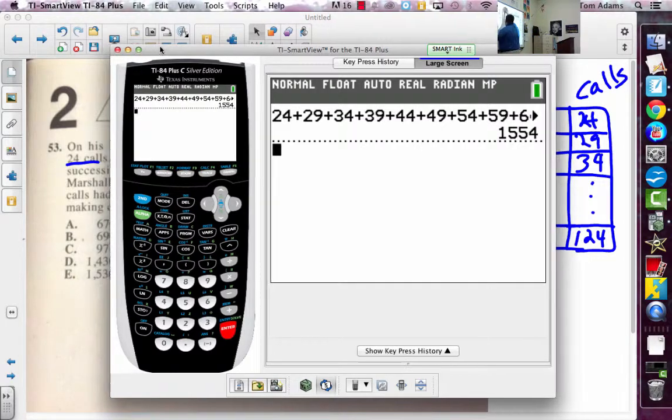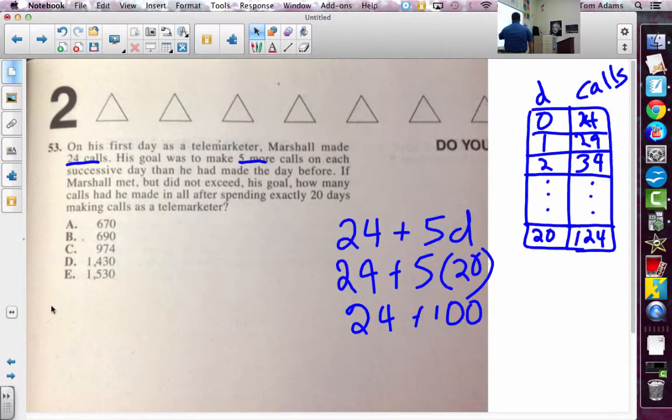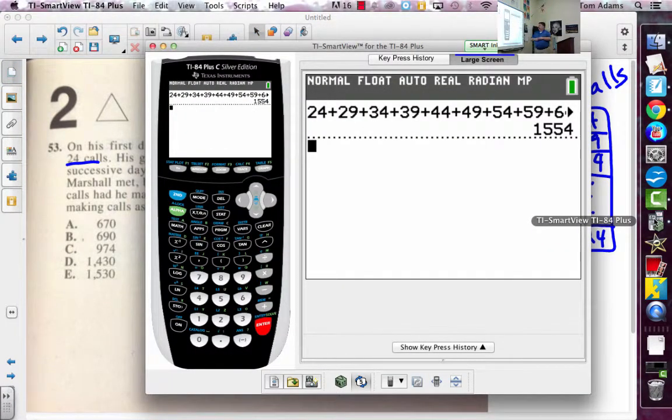Now wait, I don't see that as one of the options. So what happened? Let's read the question again. Make sure we're not. After spending exactly 20 days, if Marshall met but did not exceed his goal, how many calls had he made in all after spending exactly 20 days making calls as a telemarketer? Well, what number did I calculate? 1554. We don't have 1554 up there. So what's the dealio?